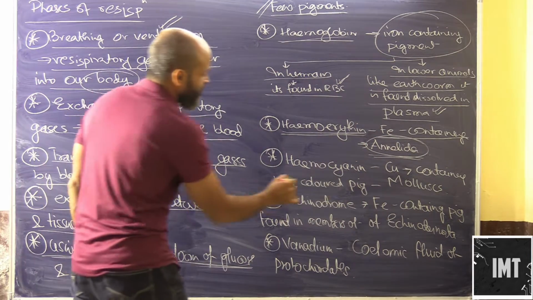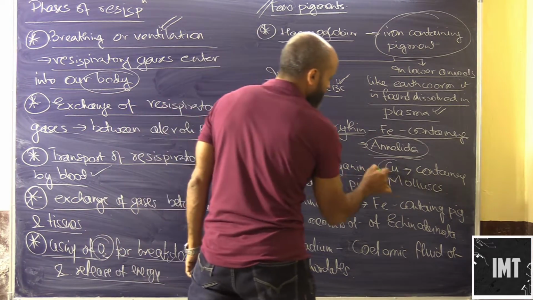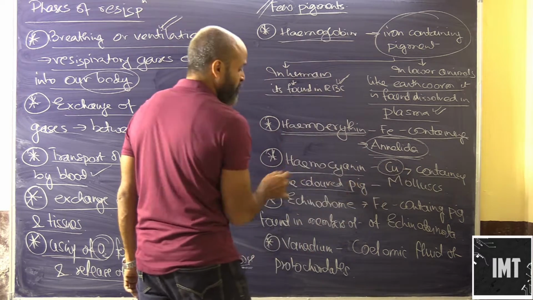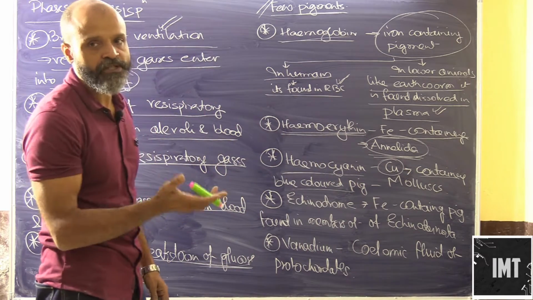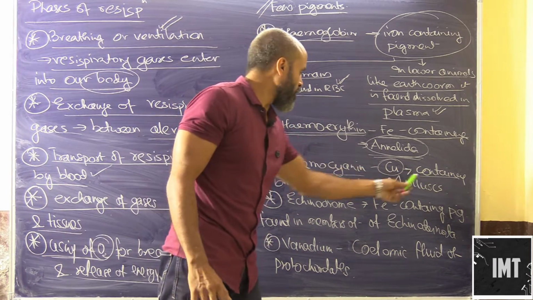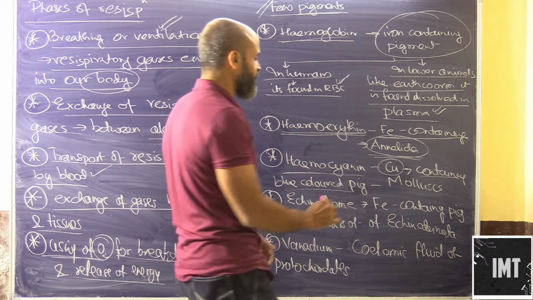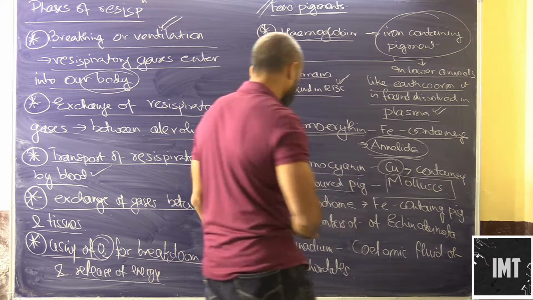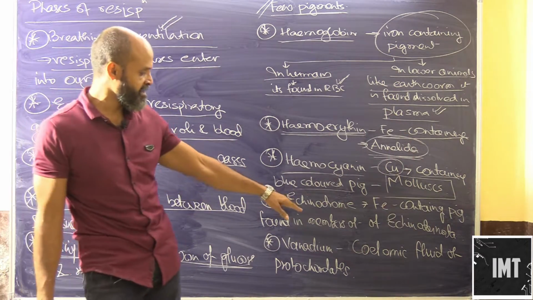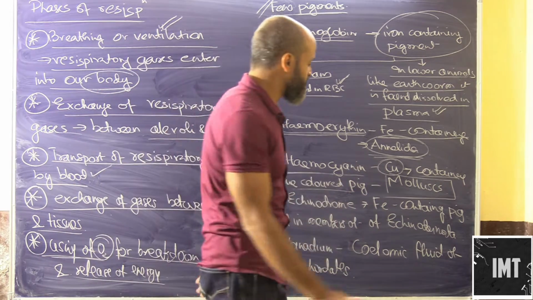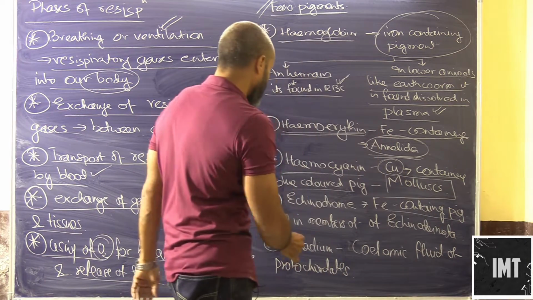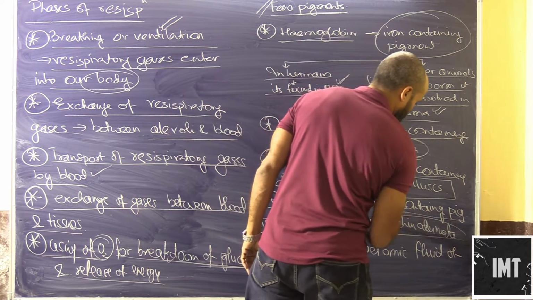Okay, then we have hemocyanin. This is a copper containing pigment. It is blue colored, as we all know, most copper solutions are blue. So it is a copper containing blue colored pigment, and it is generally found in mollusks. Then, as the name itself suggests, echinochrome. This is an iron containing pigment and is found in the members of echinodermata.